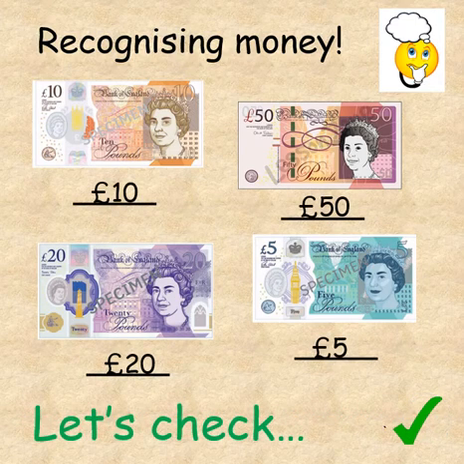Okay, let's check your work. Now remember, the pound sign must go in front of all the numbers. So the first note in the top left-hand corner, the orange note, is the £10 note. So if you've put £10, give yourself a tiny tick. Well done.